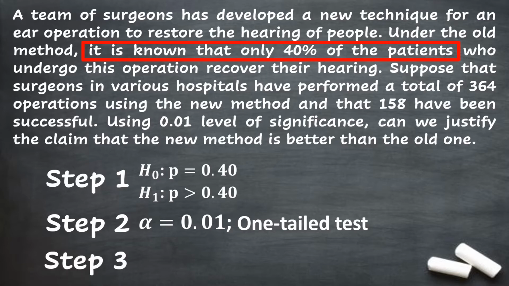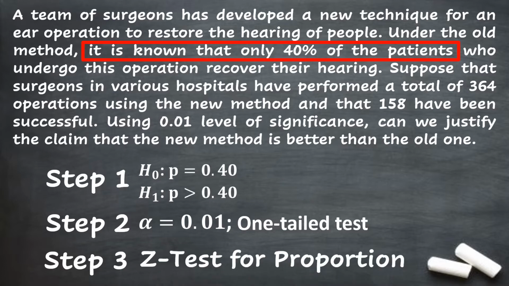Step 3, identify the statistical test that you're going to use for this given word problem. Since the values given in this problem are in proportion, this problem is under z-test for proportion. This is because we have the phrase a total of 364 operations using the new method and that 158 have been successful. So this is a representation of a proportionality statement. So the statistical test is z-test for proportion.